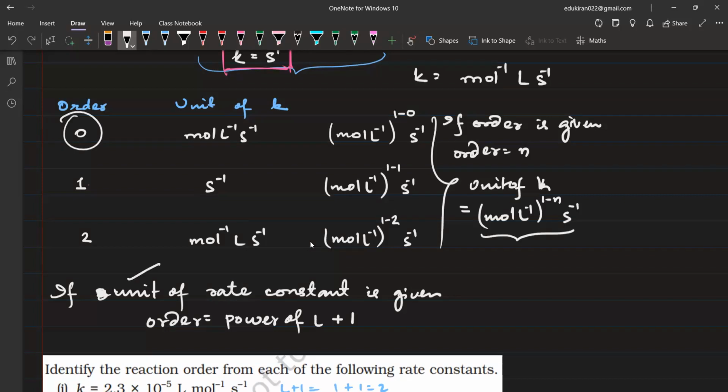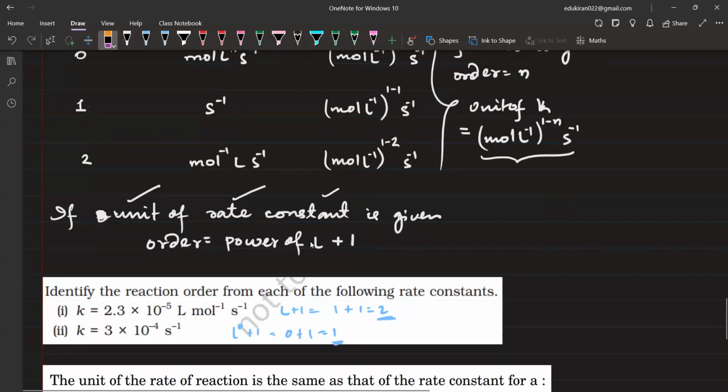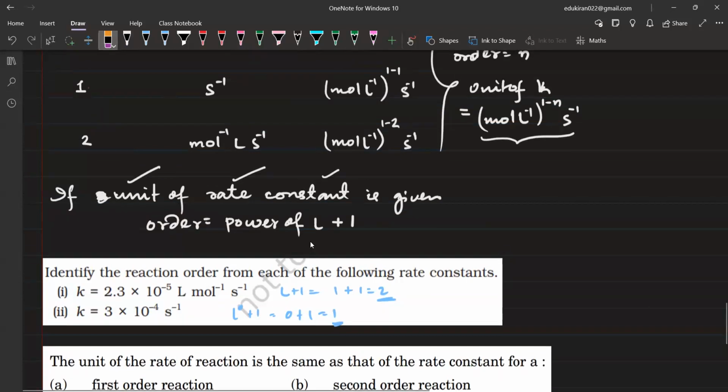Okay. If the unit of rate constant is given, if you have been given the unit of any of these, then what will you do? Whatever the power of L is, add 1 to it. As you can see, the power of L here is -1. -1 + 1 will be equal to 0. What is the power of L in the first order? It is 0. So add one to this, you are going to get the answer as 1. So 1 is the order. What is the power of L here? It is 1. So when you add 1 to it, you are going to get the order of reaction that is equal to 2. So now just note this down, then you will answer these questions very easily.